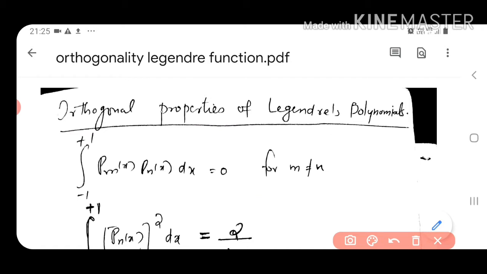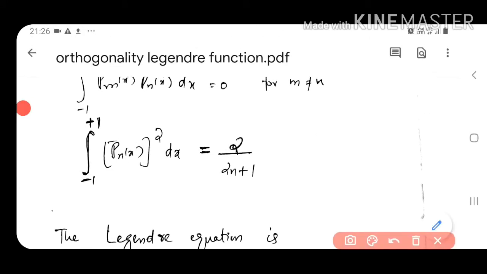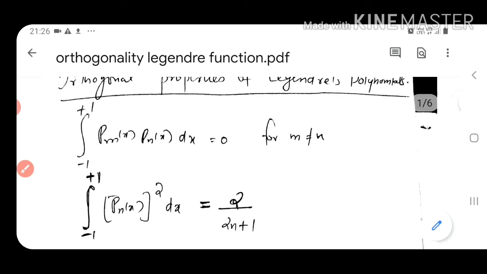Along with this, we are going to see the integral from minus 1 to plus 1 of Pn(x) squared dx. It is equal to 2 by 2n plus 1. So this is also we are going to see, and we will be combining these two equations and writing it as a single equation. So this is what we are going to do.